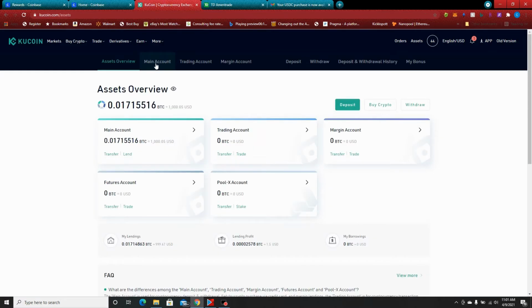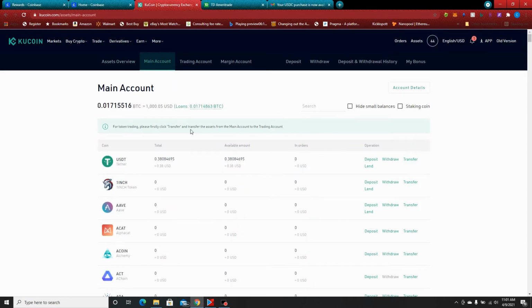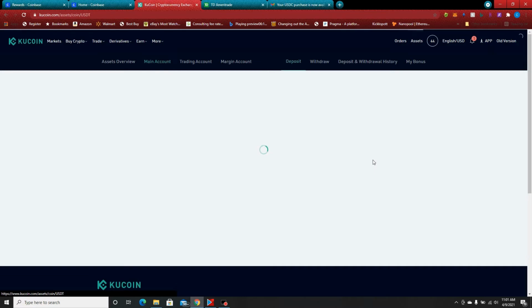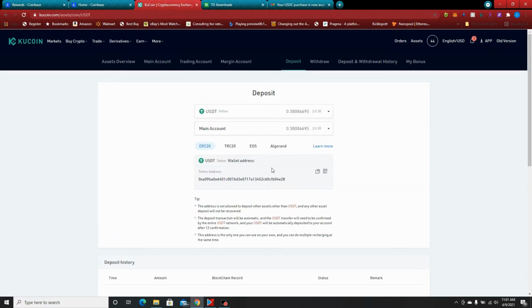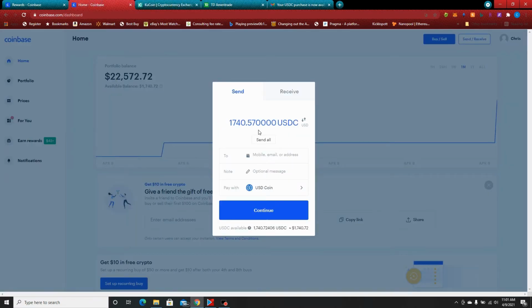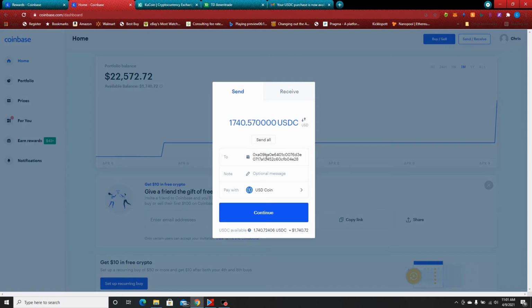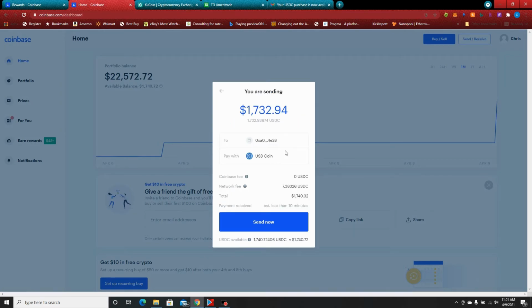All right, you have to put your money into the main account. Okay, it looks like I need to issue another loan, but my main account is deposit. So we always copy. Don't try to type it out. Just copy. Click the copy button. Go back to Coinbase here. We're going to paste that, and let's look at the fee.